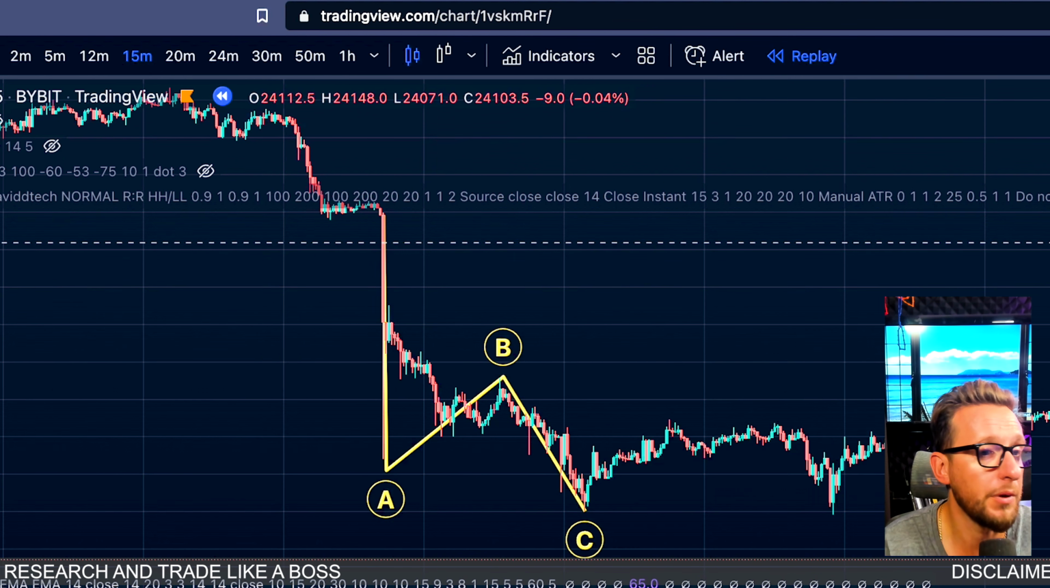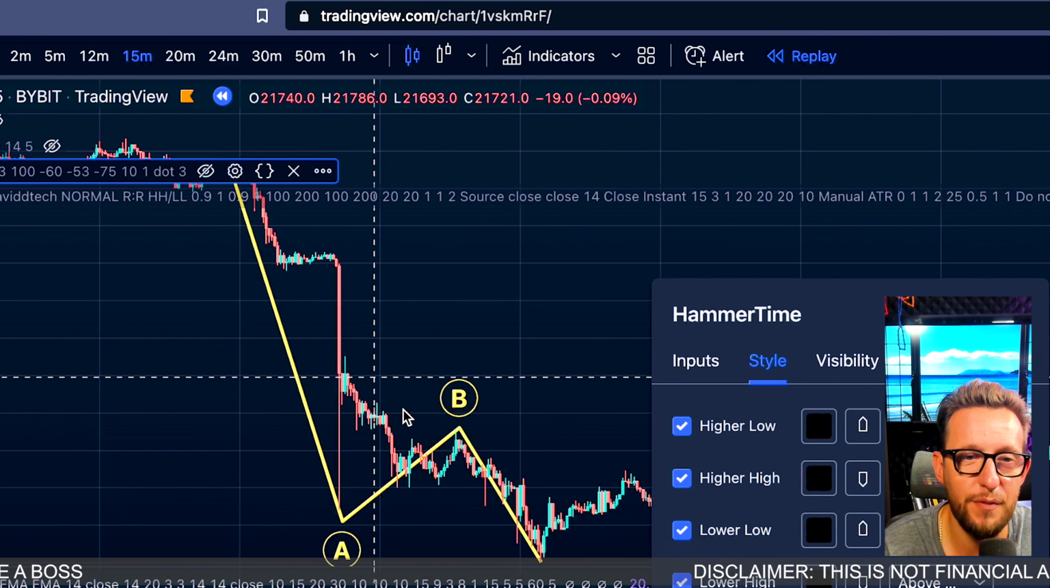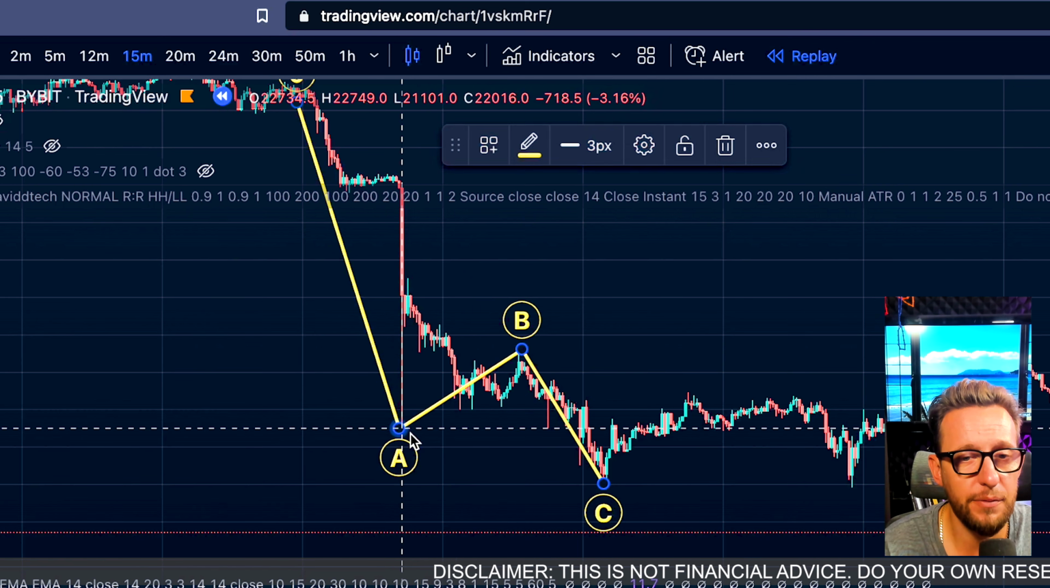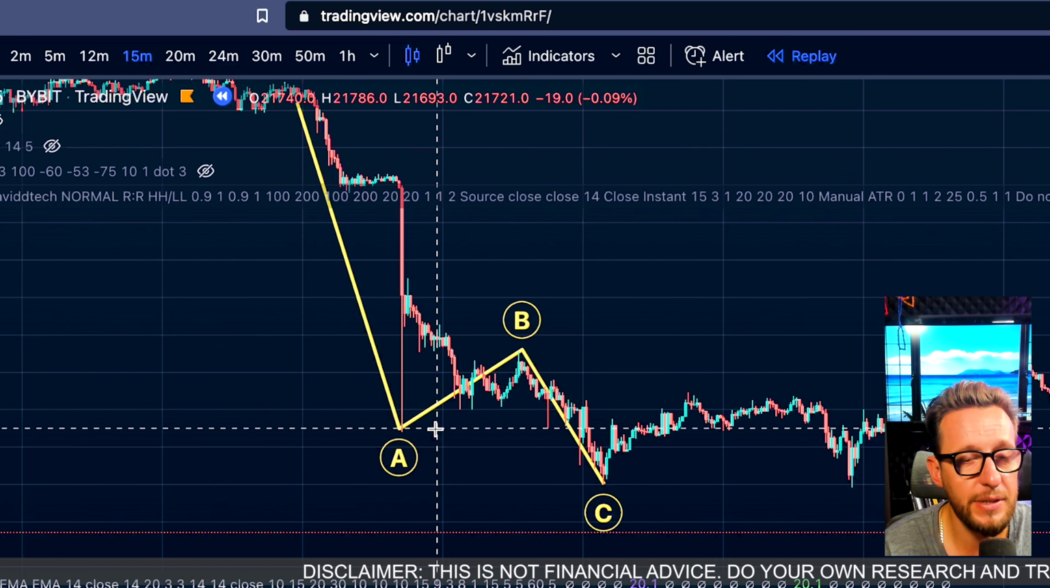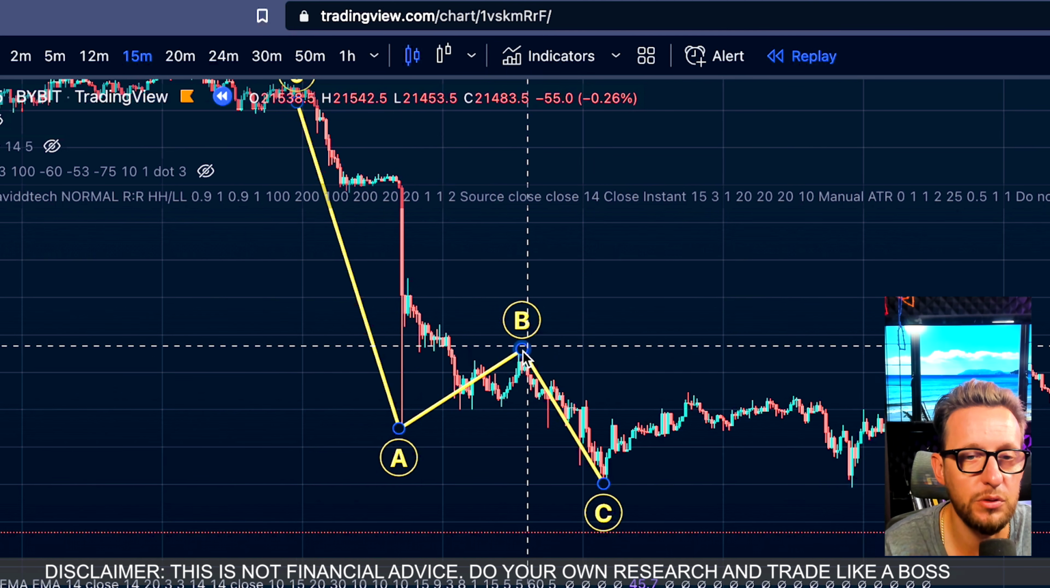Now, I know that a lot of people are probably bored of me talking about the ABC pattern, but I do believe that it is quite a powerful pattern inside of trading. So what we've done is we've got our ABCs. As you can see, I've marked our lows here, so each of our lows and also a high.